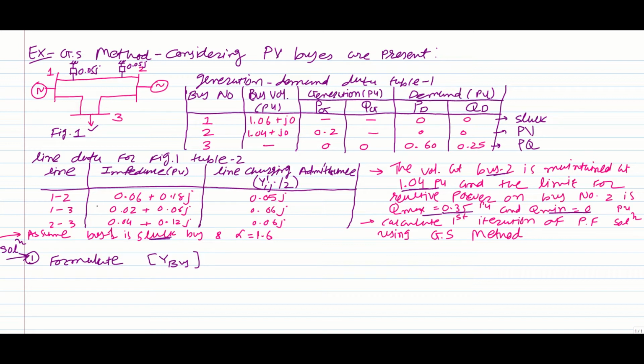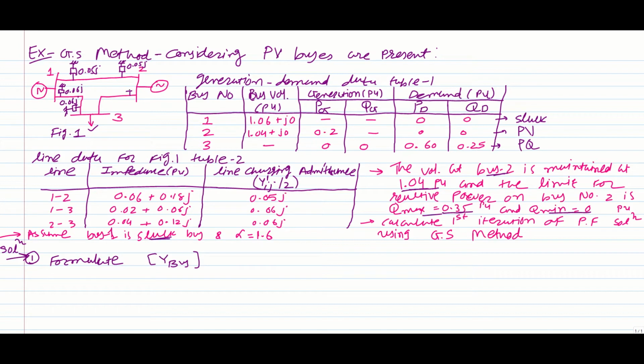So we directly consider that the value of this line charging admittance is equally divided at both sides. Similarly, for bus number 1 and 3, the line charging admittance is 0.06, again equally divided on both sides of the transmission line. Yes, because we are considering our line model as a nominal pi model. Clear? Same way for bus number 2 and 3.